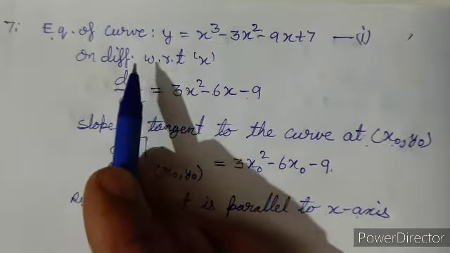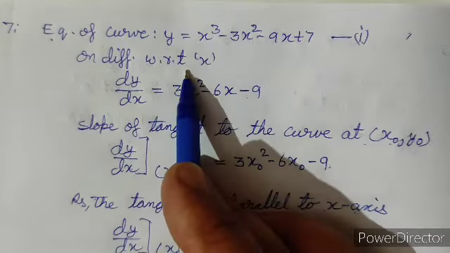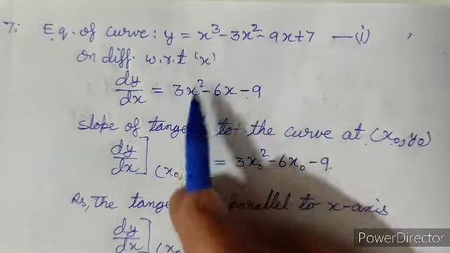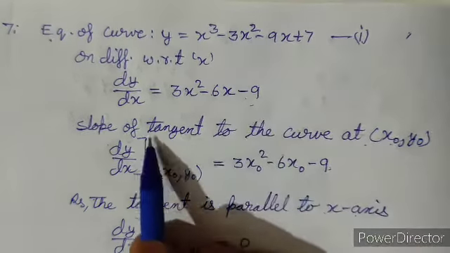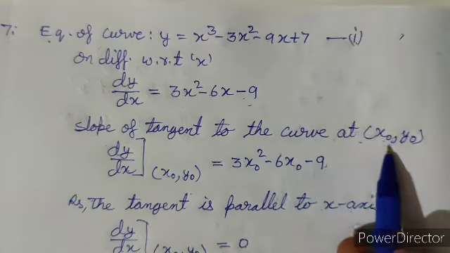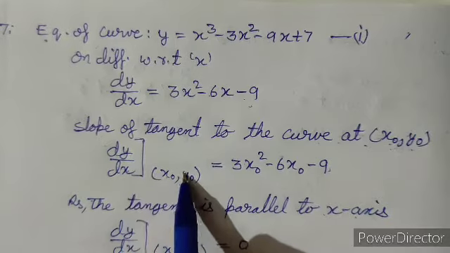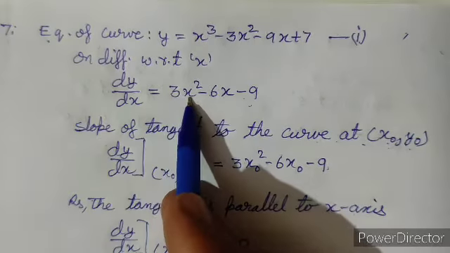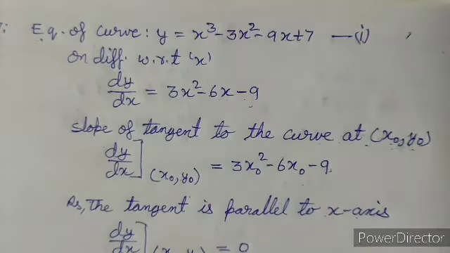Here the equation of the curve is given to us. On differentiating with respect to x, dy/dx will be equal to 3x² - 6x - 9. Now the slope of the tangent to the curve at point (x0, y0) will be given by dy/dx at (x0, y0), and that will be 3x0² - 6x0 - 9.